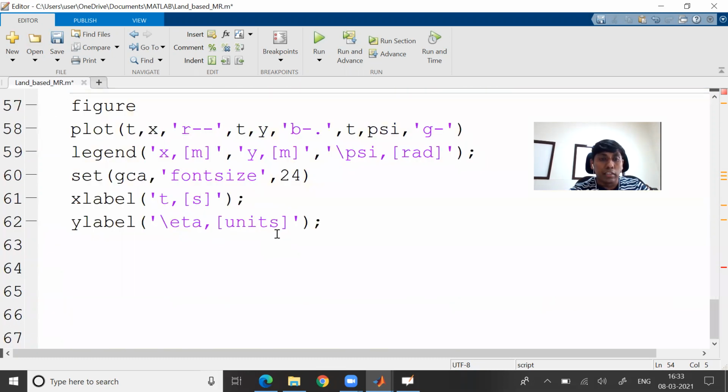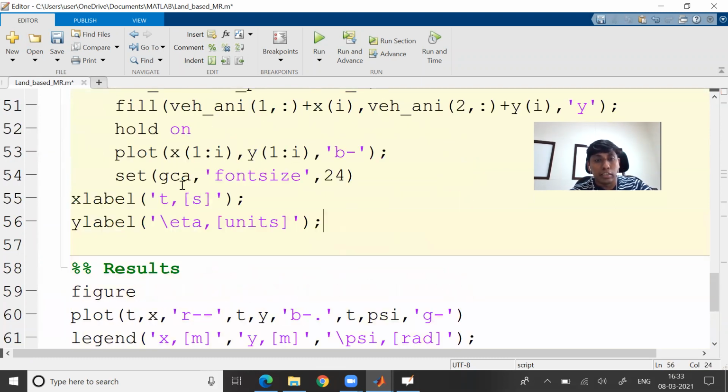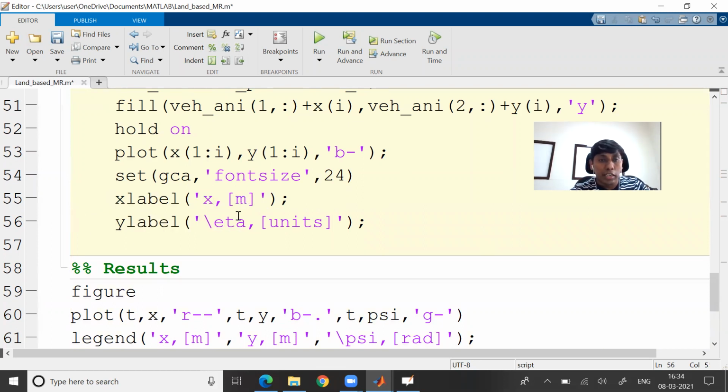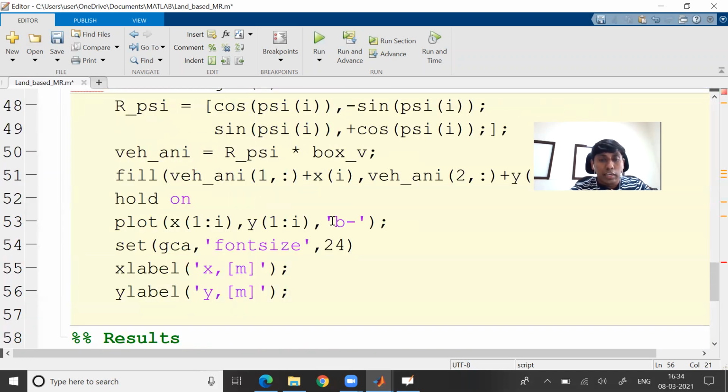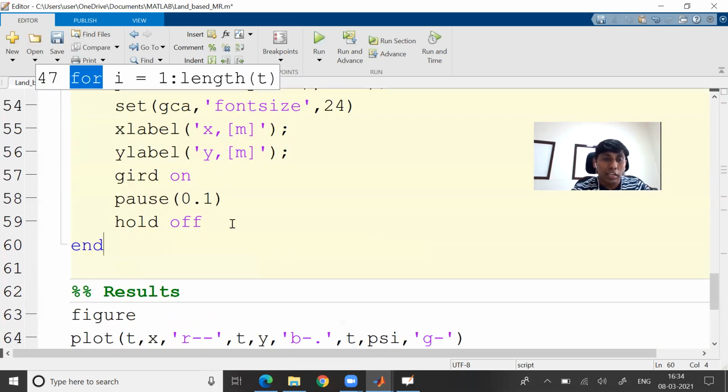So whatever we have taken in the earlier case, you can make this all fine, but here the case is different. The X label is X, which is in meter, and the Y label is again Y in meter, and I don't want to write the other thing. Okay, so then I want to put a grid on. Okay, then hold off. Before that, I'm putting a pause command. Pause for 100 milliseconds. Okay, so now what happened? This is where I ended.